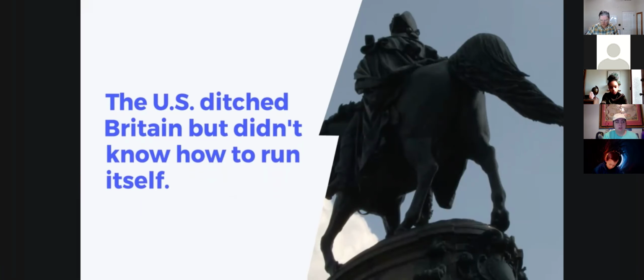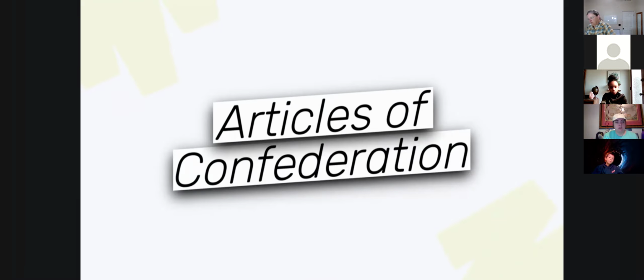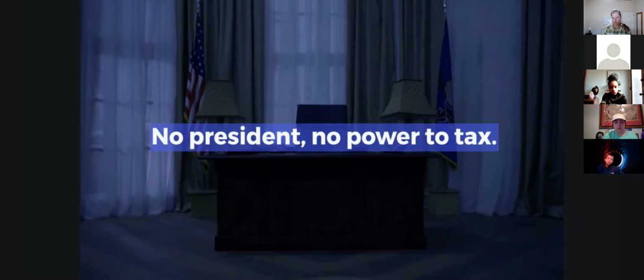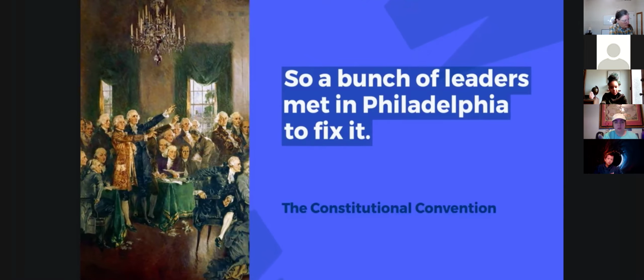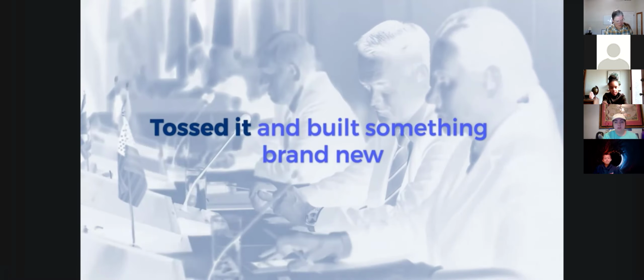Let's rewind to 1787. The U.S. had just ditched Britain, but didn't quite know how to run itself. They had the Articles of Confederation. Sounds official, but it was super weak. No president, no power to tax. So a bunch of leaders met in Philadelphia to fix it. What did they do instead? Tossed it and built something brand new.